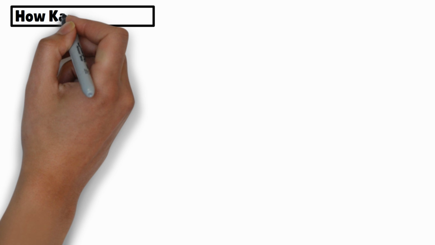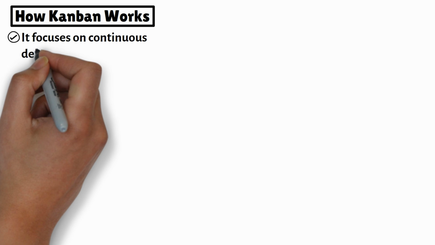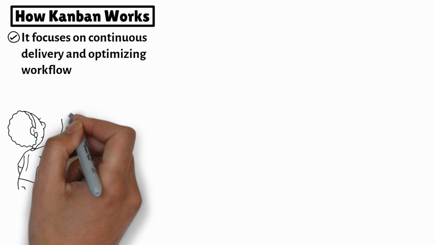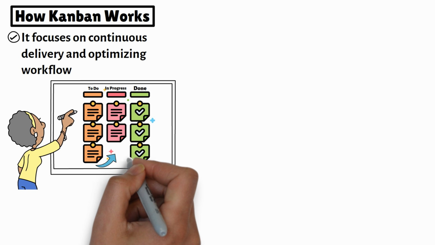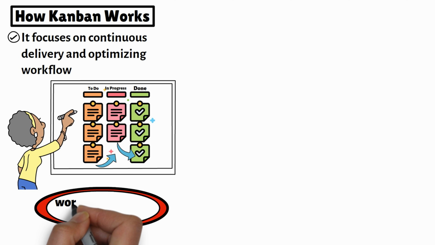Kanban, on the other hand, takes a more flexible approach. Instead of time-boxed cycles, it focuses on continuous delivery and optimizing workflow. Work is visualized on a board, typically divided into columns like to do, in progress, and done. Tasks flow from one stage to the next, giving everyone a clear, real-time view of progress.